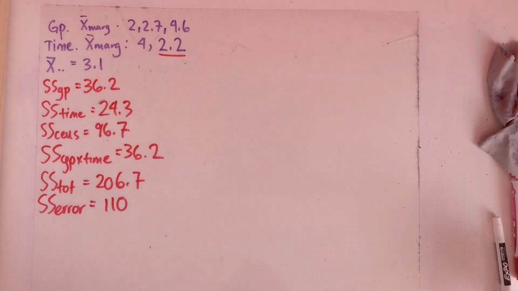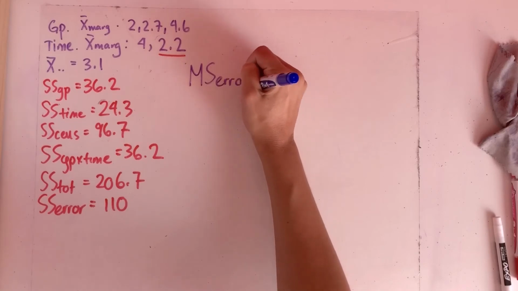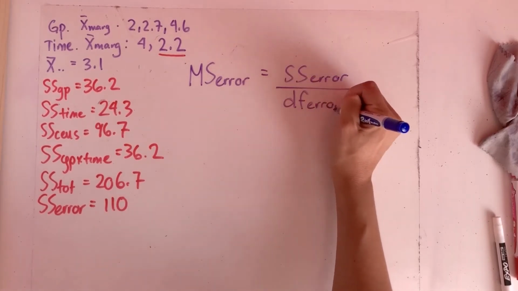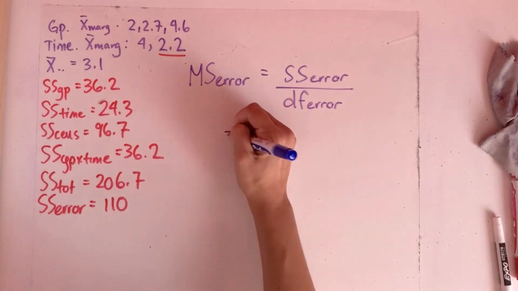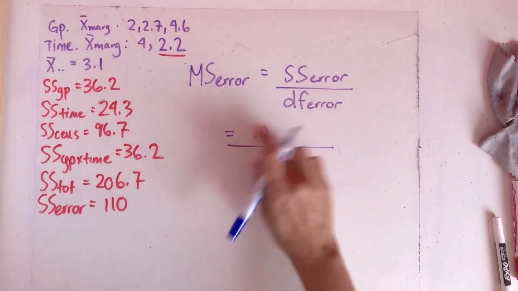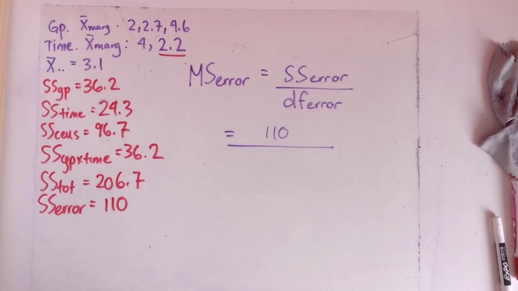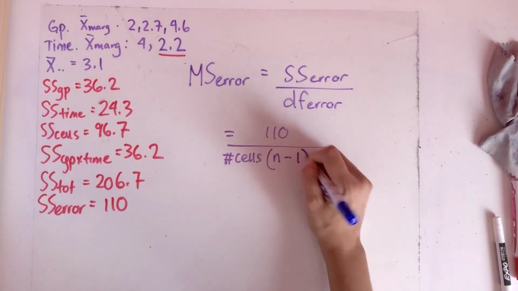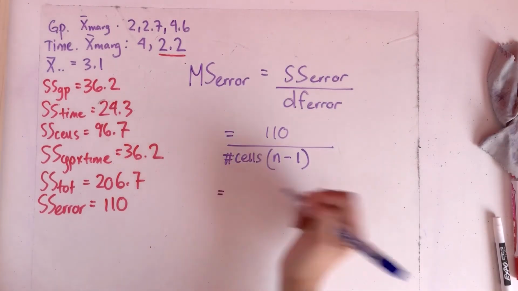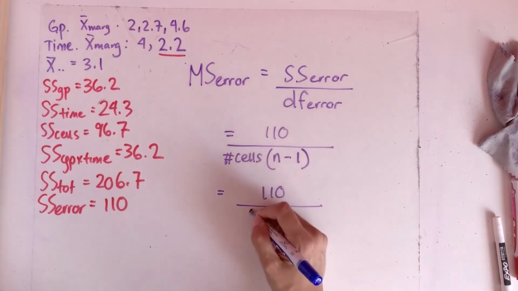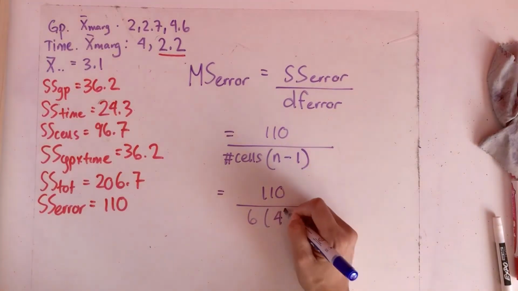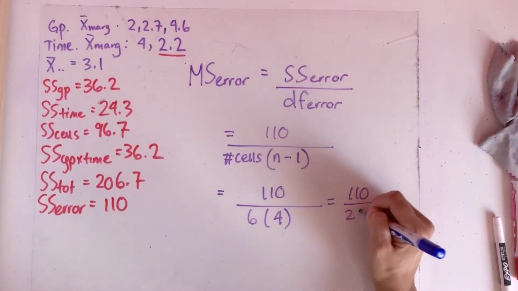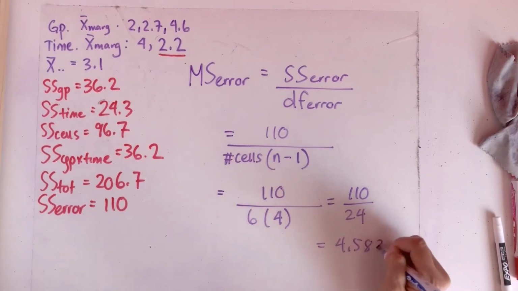We want to compute the mean squared error. So our mean squared error, which will go in the denominator for all three of our F tests, is sum of squares error divided by the degrees of freedom error. How do we do that this time? Well, we know that 110 is the sum of squares error. The degrees of freedom error is the number of cells times the number of observations per cell minus 1. So that's one way you can write a formula for it. That's going to be 110 divided by 6 cells times 5 minus 1 per cell, so 6 times 4, similar to how we logicked out MS error for the one-way, and that's 110 divided by 24, which is equal to 4.583.